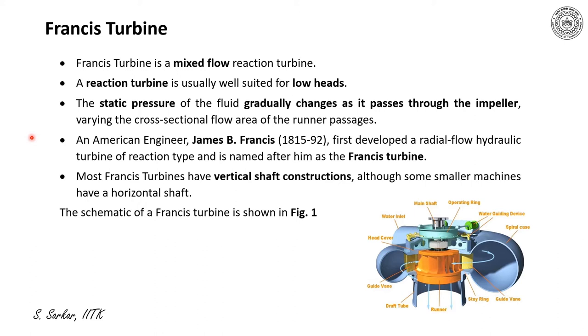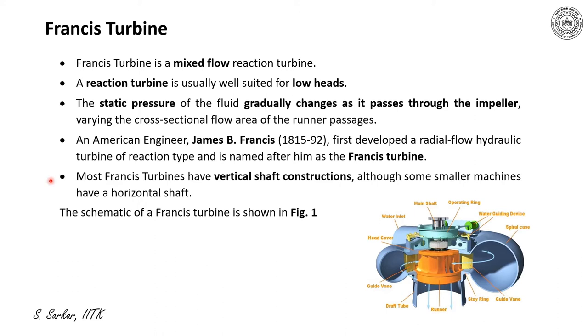An American engineer, James B. Francis, 1815 to 92, during this period, developed a radial flow hydraulic turbine of reaction type, which is named after him as the Francis turbine. Most Francis turbines have vertical shaft constructions, although some smaller machines have a horizontal shaft.